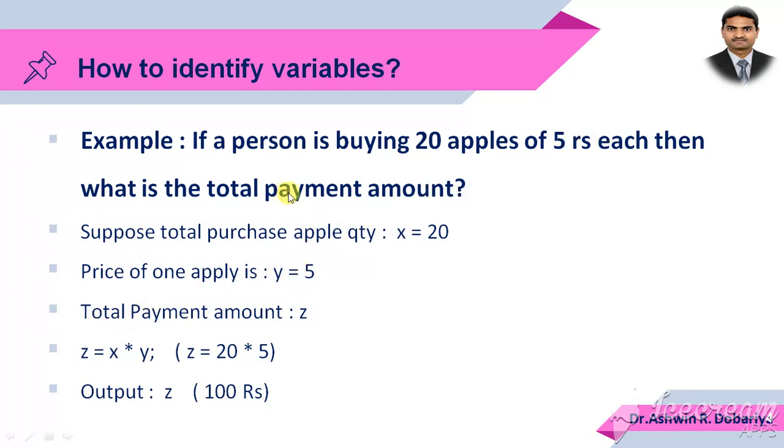Then let's say we want to calculate the total payment. So the total payment amount is Z. Now how can we know the total payment? As per the definition we can say 20 multiplied by 5, so X multiplied by Y, and the result will be stored into Z. This is the actual logic, and Z is our output, which means 100. So this is the thing.